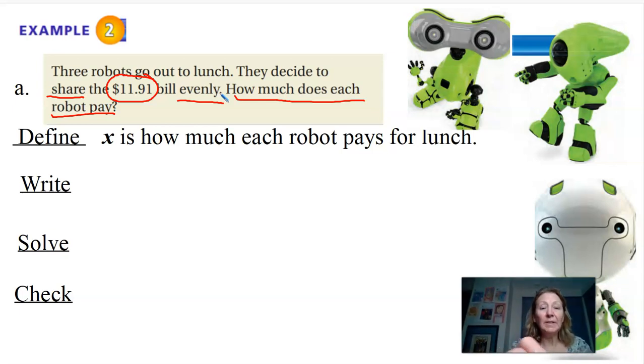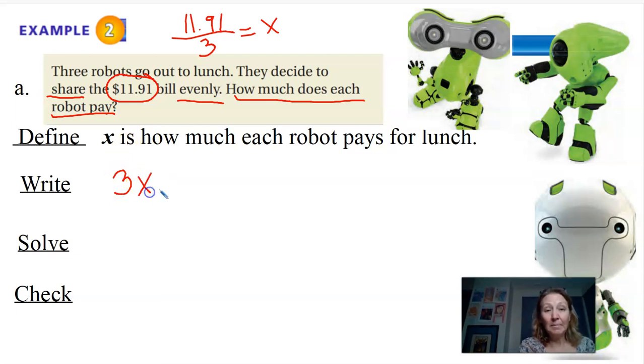I'm hoping you're thinking, if I take the 1191 and divide it by 3, that's what each robot is going to pay. So I'm going to work it from a different direction and say this. Well, if I have 3 robots that are each paying x amount, that's equal to 1191. And then I look at the side with the variable, and it's going to match the equation up there.